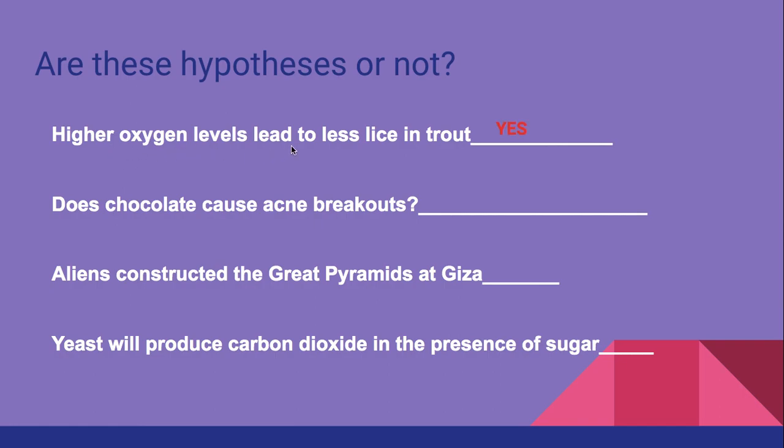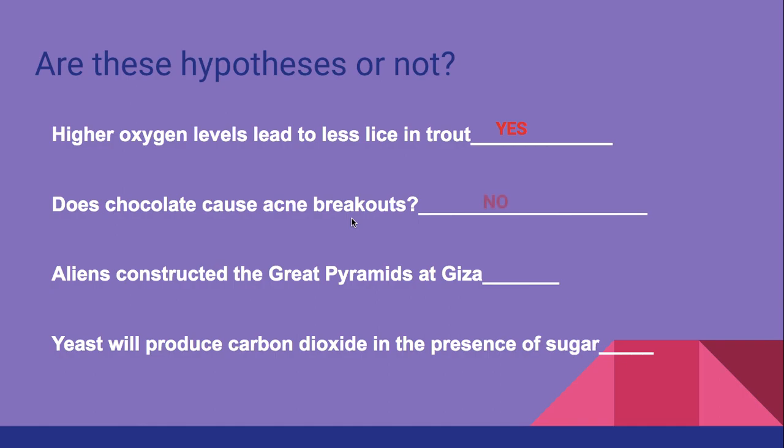Because this is a statement. It is an answer to a question. So you could say the question could be, how do oxygen levels affect lice in trout? And you could test it. I could put trout in different tanks. I could pump one full of oxygen. The other one has less. And then I could count how many lice there are. Totally doable. Second one. Does chocolate cause acne breakouts?